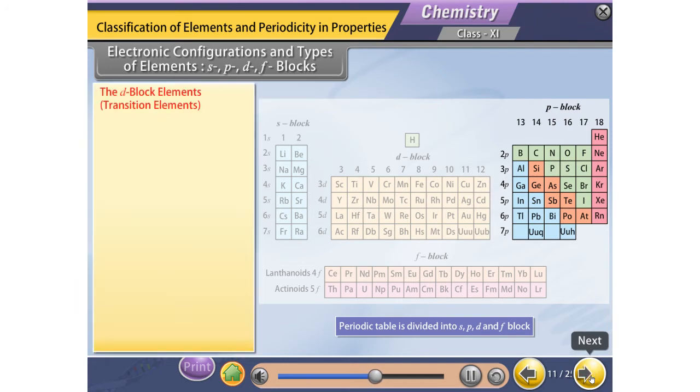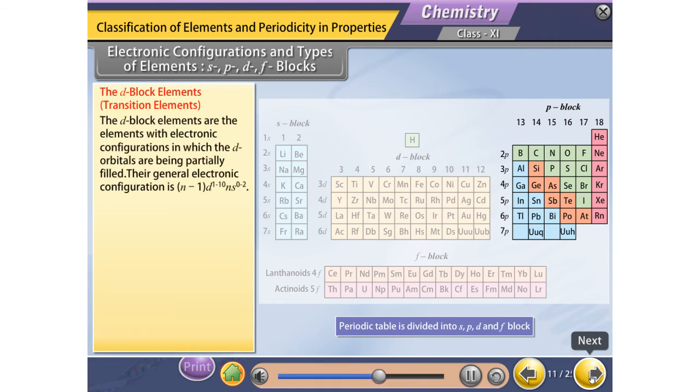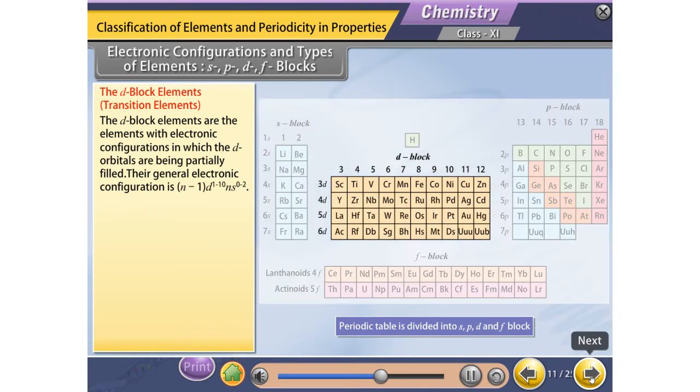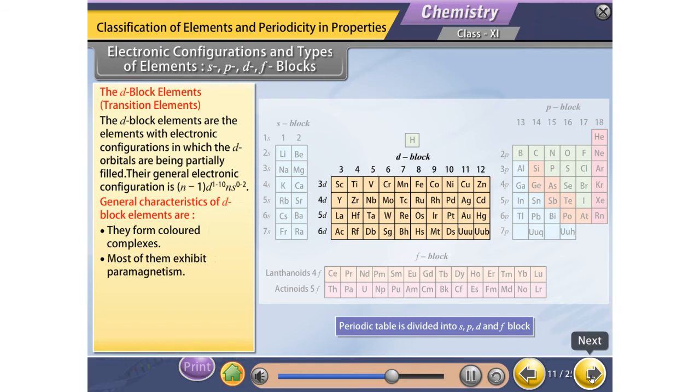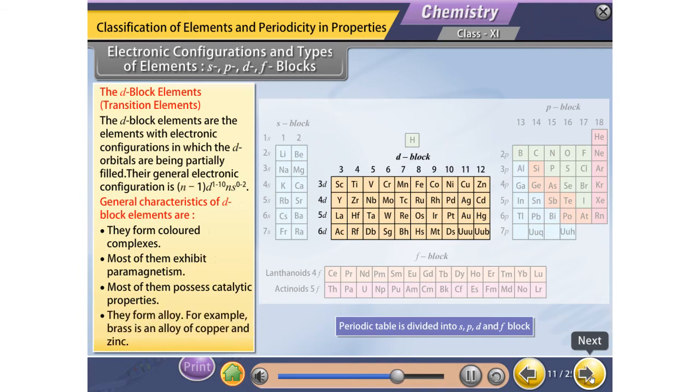The d block elements, transition elements. The d block elements are the elements with electronic configurations in which the d orbitals are being partially filled. Their general electronic configuration is (n-1)d1-10 ns1-2. General characteristics of d block elements are: they form colored complexes. Most of them exhibit paramagnetism. Most of them possess catalytic properties. They form alloy. For example, brass is an alloy of copper and zinc.